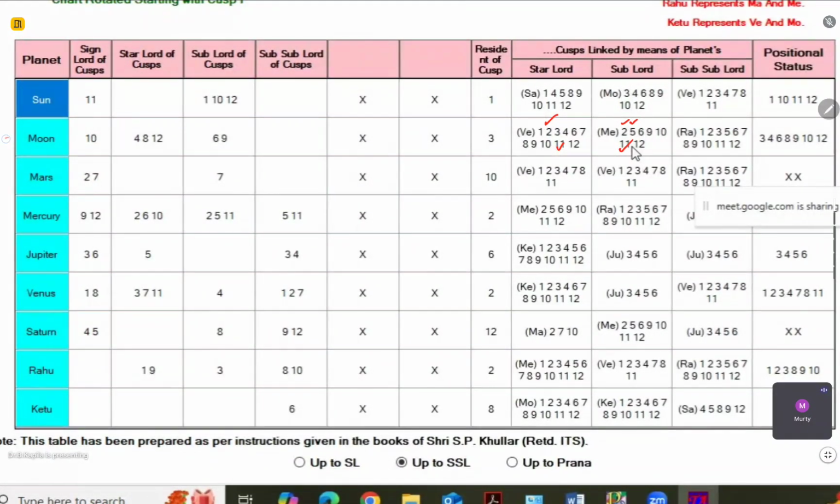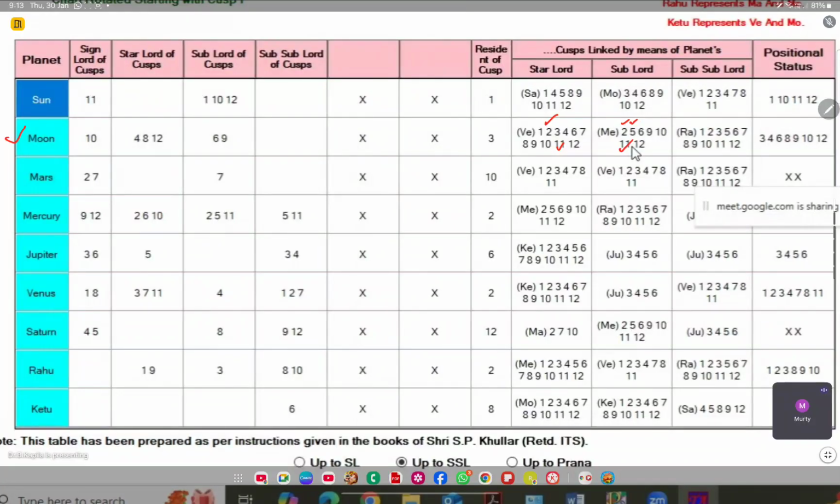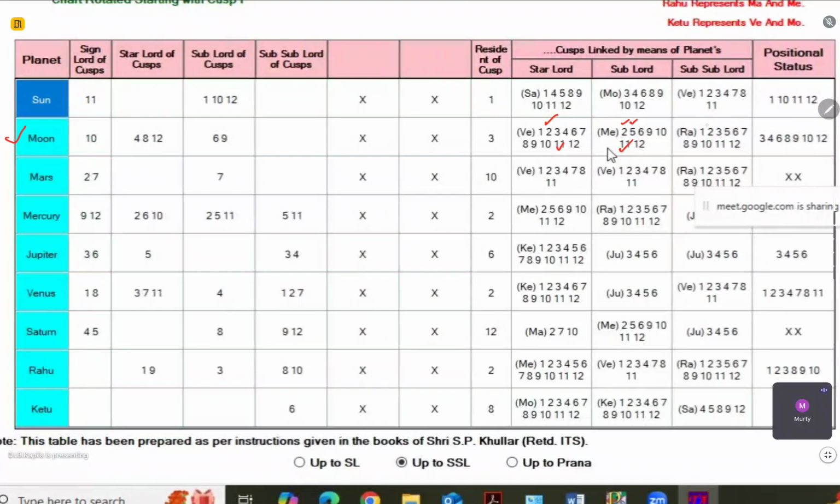But for other case, suppose 11 is available in involvement and commitment. There is no 2 and 5. But we'll have to proceed to the sublord to check it. So in this case, we have to proceed to the sublord to check the promise. How do you read moon? Significations of moon, star lord and sub lord.